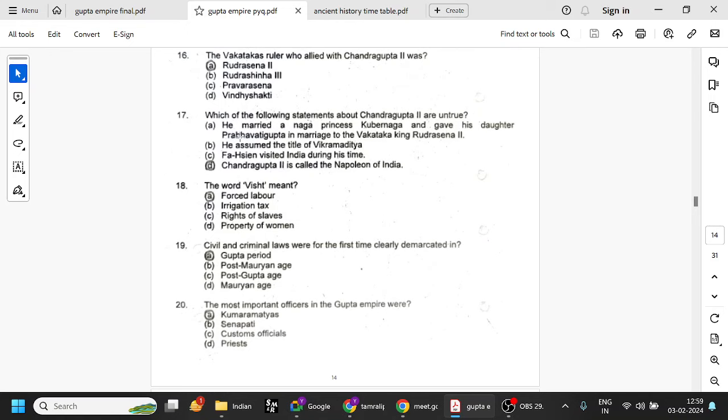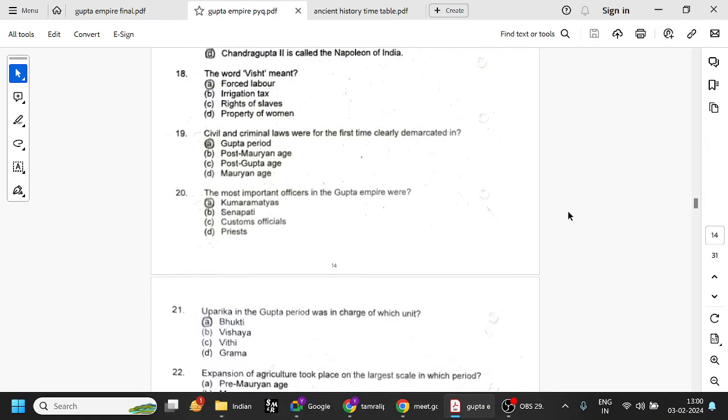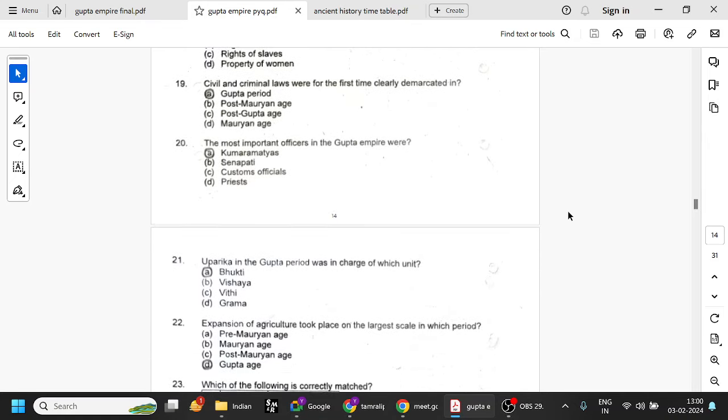Which of the following are wrong about Chandragupta 2? Napoleon of India is Samudragupta. All others, Fa-Hien visited, yes, and Vikramaditya, yes, and he had Navaratnas. He married a Naga princess, Kuber Naga, and gave his daughter to Vakataka king Rudrasena. Vakataka Rudrasena married Chandragupta II's daughter Prabhavati Gupta. And he himself married a Naga princess of Kuber Naga. So Napoleon of India is Samudragupta. Vishti is forced labor.